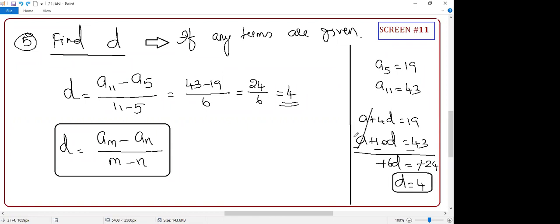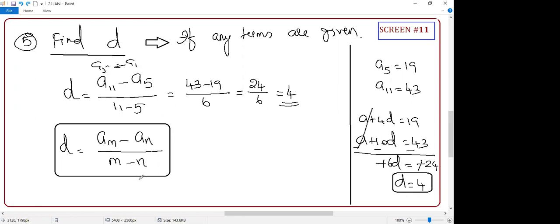Till now, any problem, any issues? Sir, if they have given A11 equals 43 and A5 equals 19, that's how we find D. Sir, whichever is the bigger number we write first, that's it. No, don't worry about the numbers. Right? You know, guys, very simple. You can write any position. You can write A5 minus A11 also. But whatever you write first, that should come first.